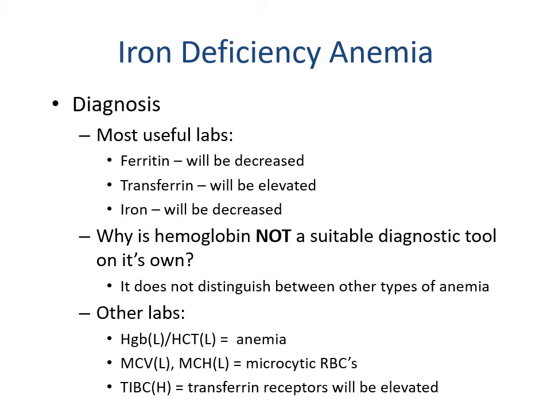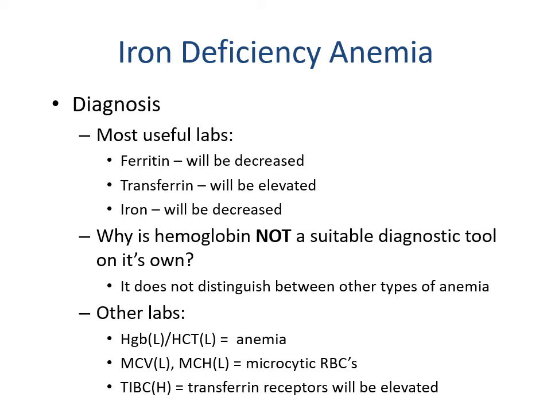Looking at diagnosis of iron deficiency anemia, the most useful labs that we'll want to see are that ferritin will be decreased, transferrin will be elevated, and iron will be decreased. Now, why is hemoglobin not a suitable diagnostic criterion on its own? It does not distinguish between the other types of anemias.